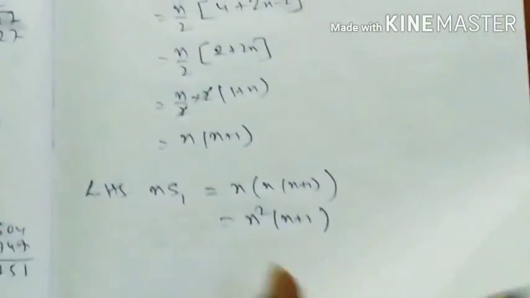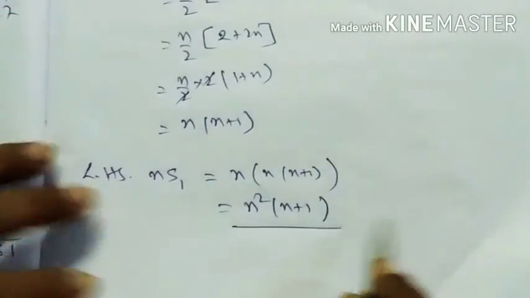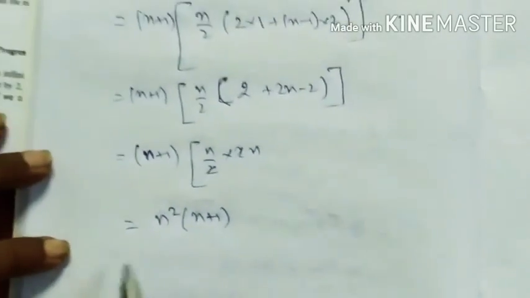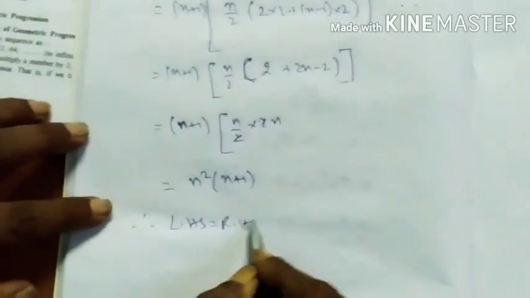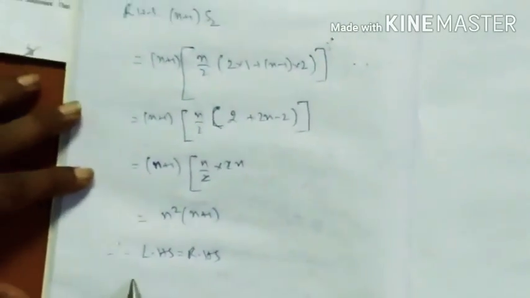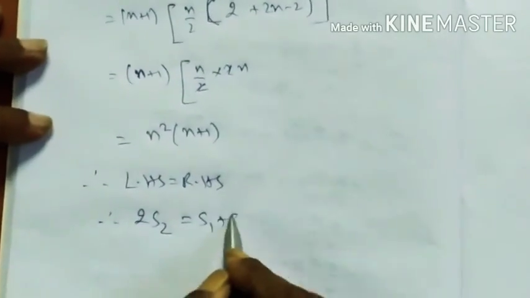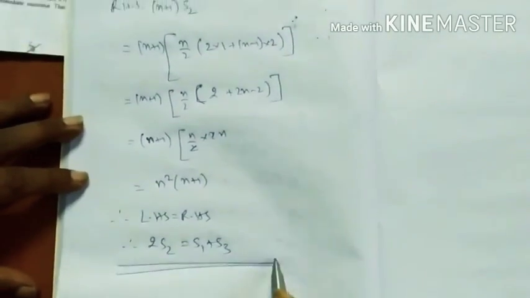Now you see my left hand side is n square into n plus 1, and my right hand side is also n square into n plus 1. Therefore left hand side is equal to right hand side, and therefore n S1 is equal to n plus 1 S2. Good.